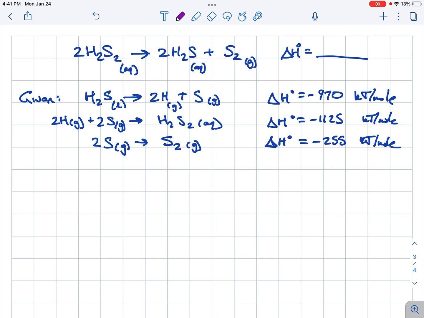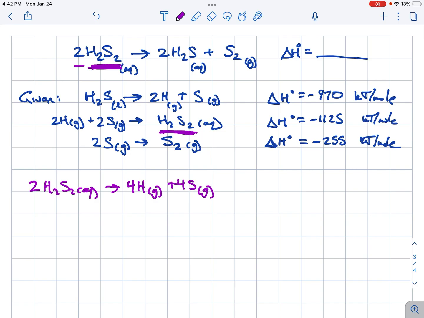I've copied over this first part here, and I'm going to switch my pen color. I need to have two H2S2 on the reactant side. The given reactions, I have H2S2, excuse me, I said H2S, I meant H2S2. I have it here, but it's on the wrong side, and there's only one of them. So I'm going to flip it and multiply it by 2. All right, so I'm going to do 2 H2S2 aqueous yields. That's going to give me 4 hydrogen atoms and 4 sulfur atoms.